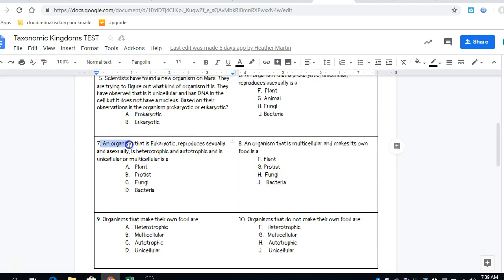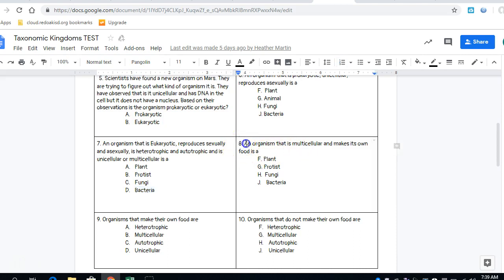Number 7, an organism that is eukaryotic reproduces sexually and asexually. It is heterotrophic and autotrophic, and it is unicellular or multicellular. Is it A, a plant, B, a protist, C, a fungi, D, bacteria?